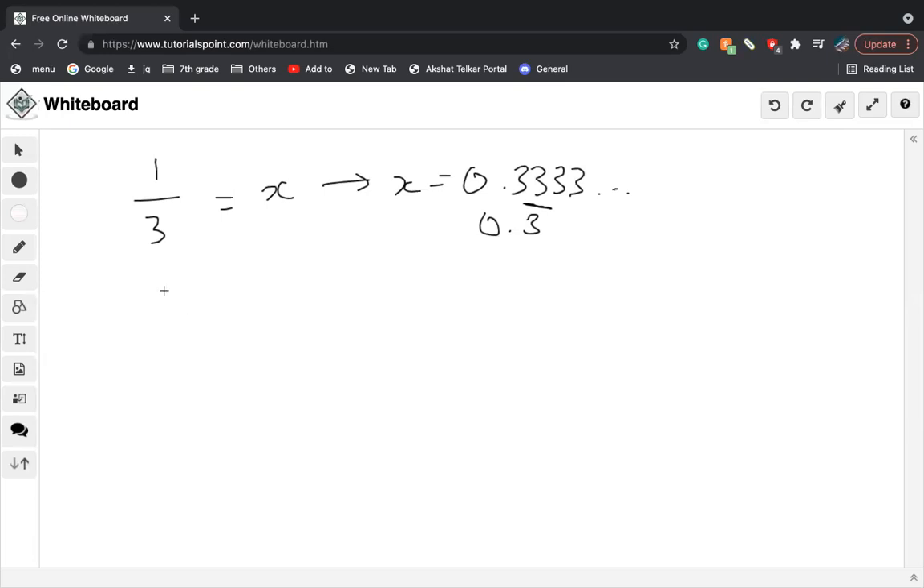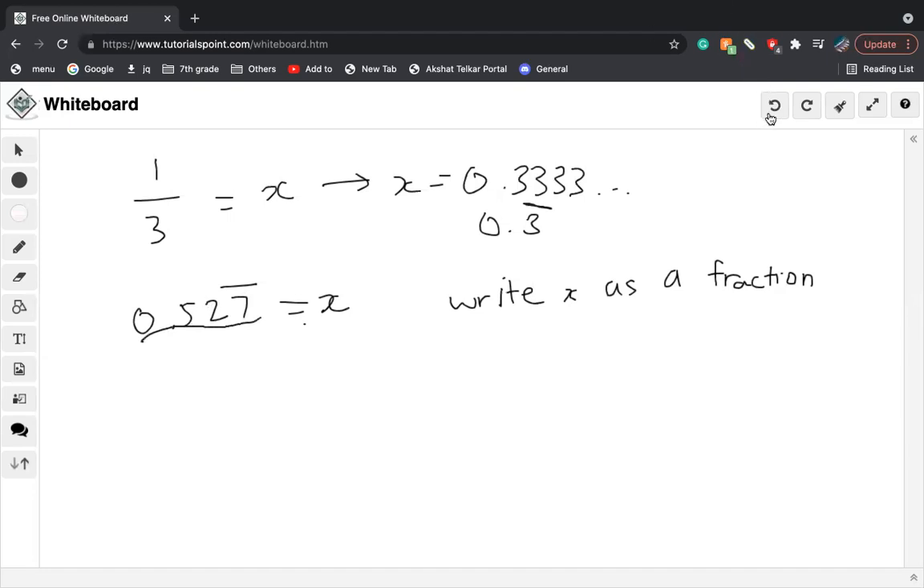And suppose I give you 0.527 with a dot over the 7 equals x, and then write x as a fraction. This, guys, is a little bonus section here, but it's also really important for future pre-calculus and algebra in itself. So now what I want to do is factor this so that it can be easily subtracted from each other. So if you have x equals 0.527, I will redo that line.